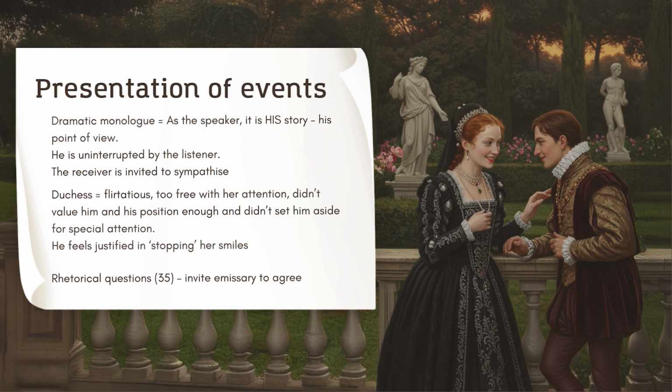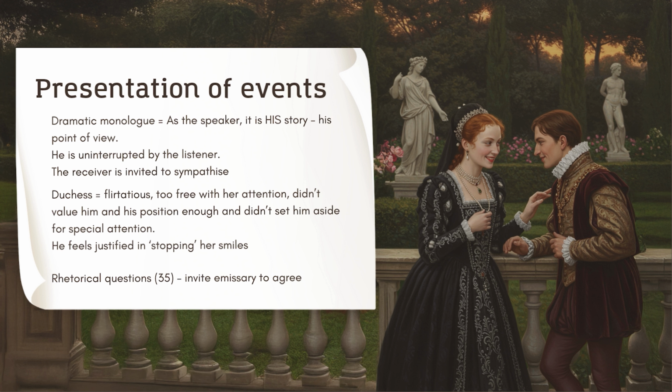So then we come to the presentation of events. Now, of course, the use of dramatic monologue is key. As the speaker, it is the Duke's story. The Duchess isn't even named. She doesn't have any kind of say in this. All we know is how the Duke sees things. So, of course, we're invited to sympathise with him.